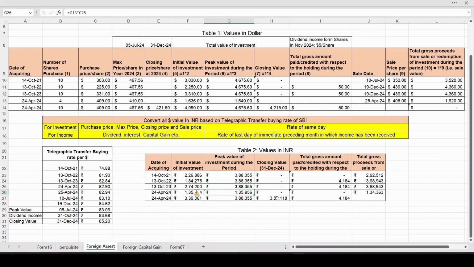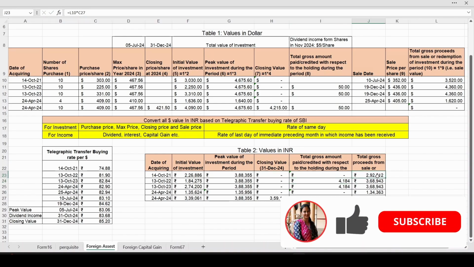Next is closing value in INR, which would be closing value in dollar multiplied by the conversion rate of the same day, that is 31st December 2024. Next is dividend in INR, which would be dividend in dollar multiplied by the conversion rate of the last day of the immediate preceding month. So income has been received in the month of November. So we will use the conversion rate of 31st October 2024, that is 83.68.